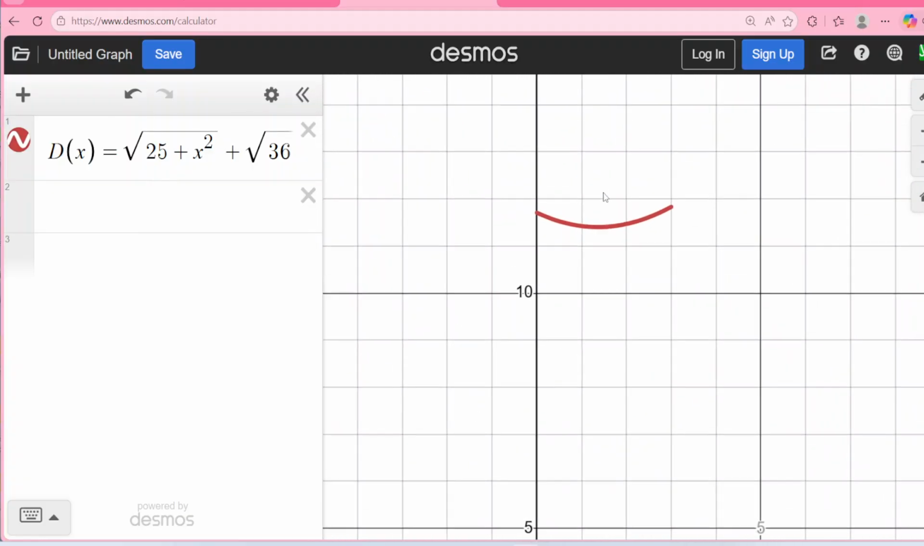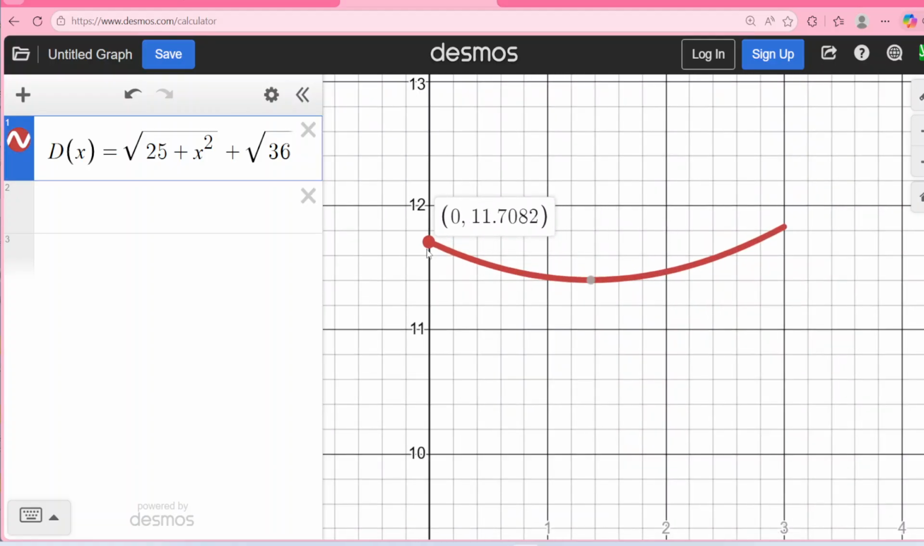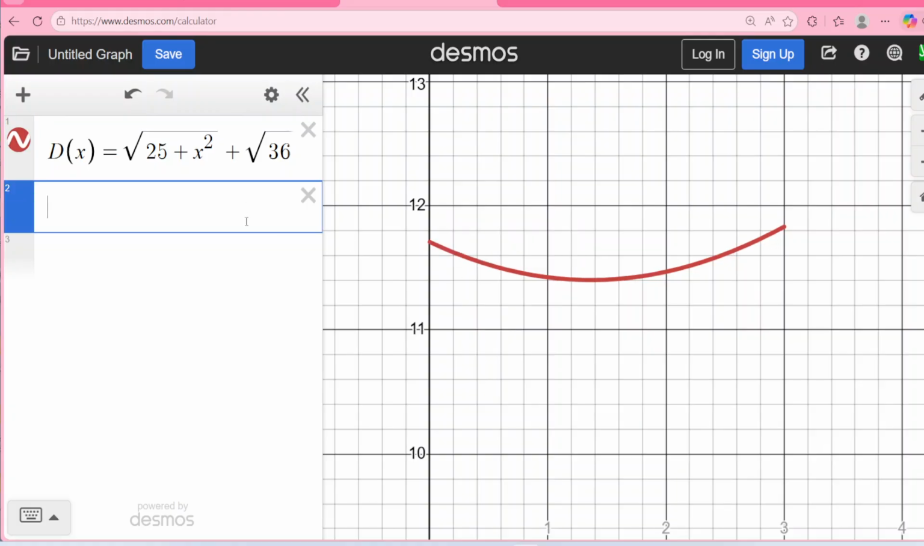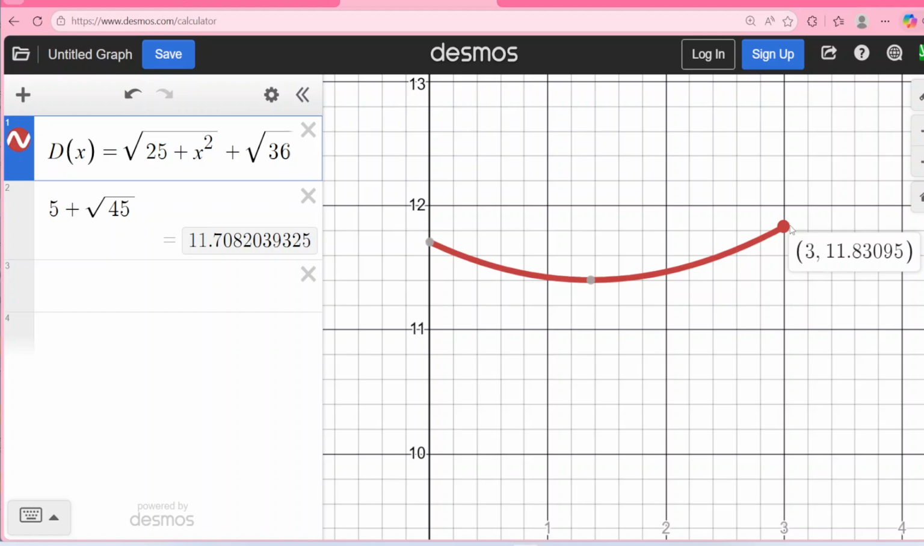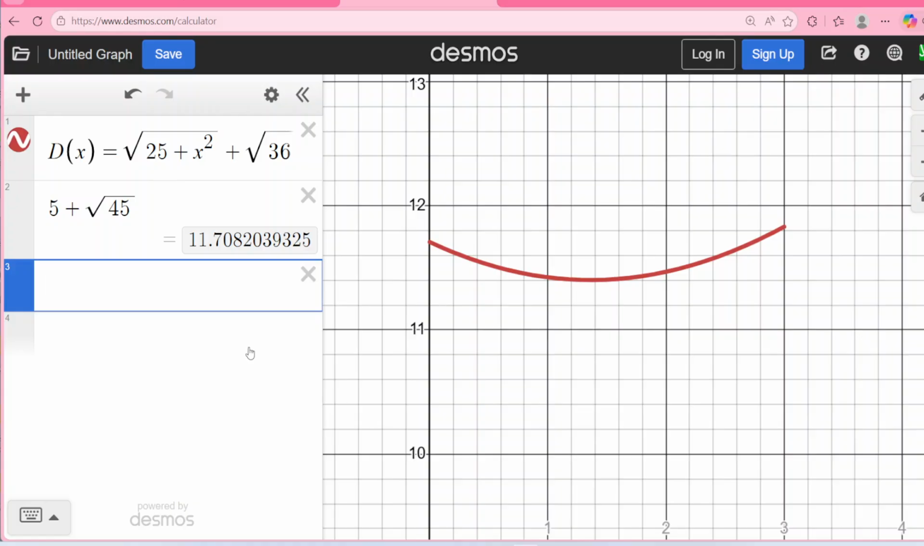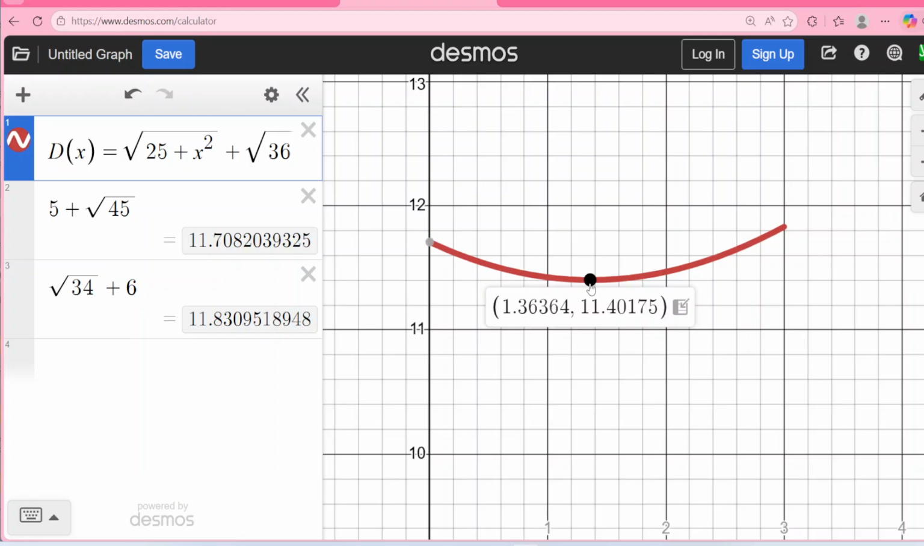There, that's it. This little piece of graph here. So remember I said on the left end, when x is 0, that was that 5 plus the square root of 45 I had earlier, right? 5 plus the square root of 45 is what happens when you get 0. And then at the other end, I got 3 with 11.83 miles for the distance if I walked to that one point directly north of the farm. And that was that square root of 34 plus 6 that we had earlier, right? The 11.83.